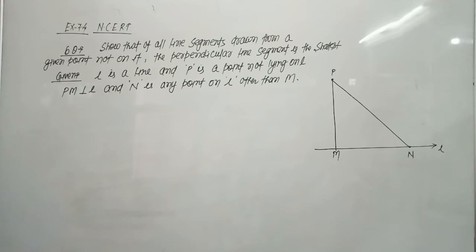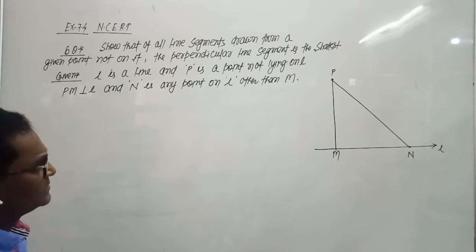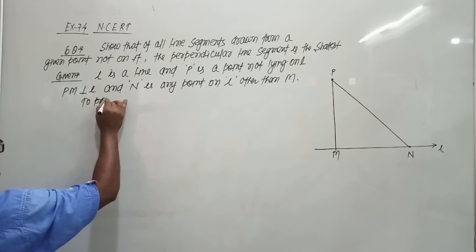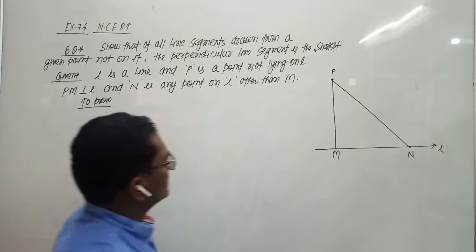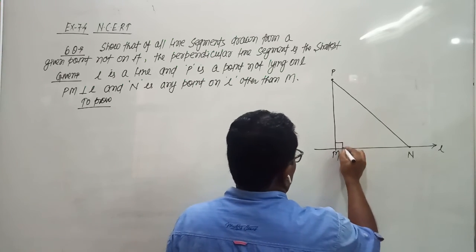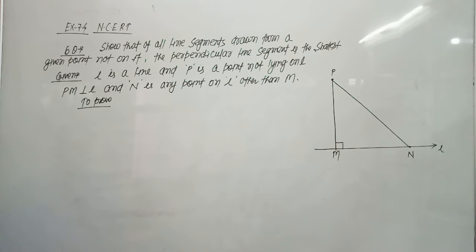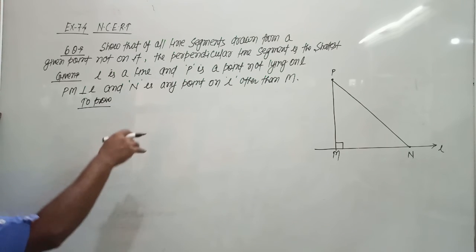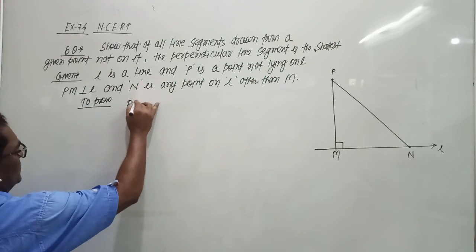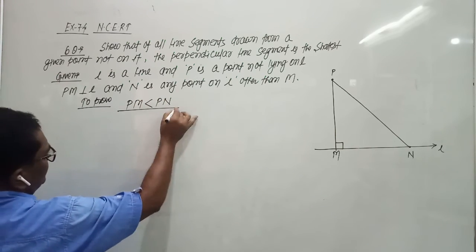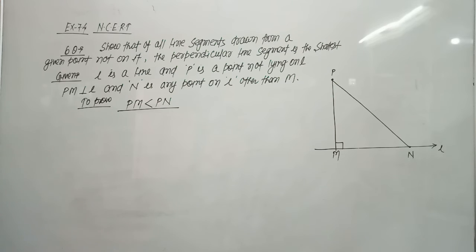To prove: PM is less than PN. The perpendicular line segment PM is less than PN.